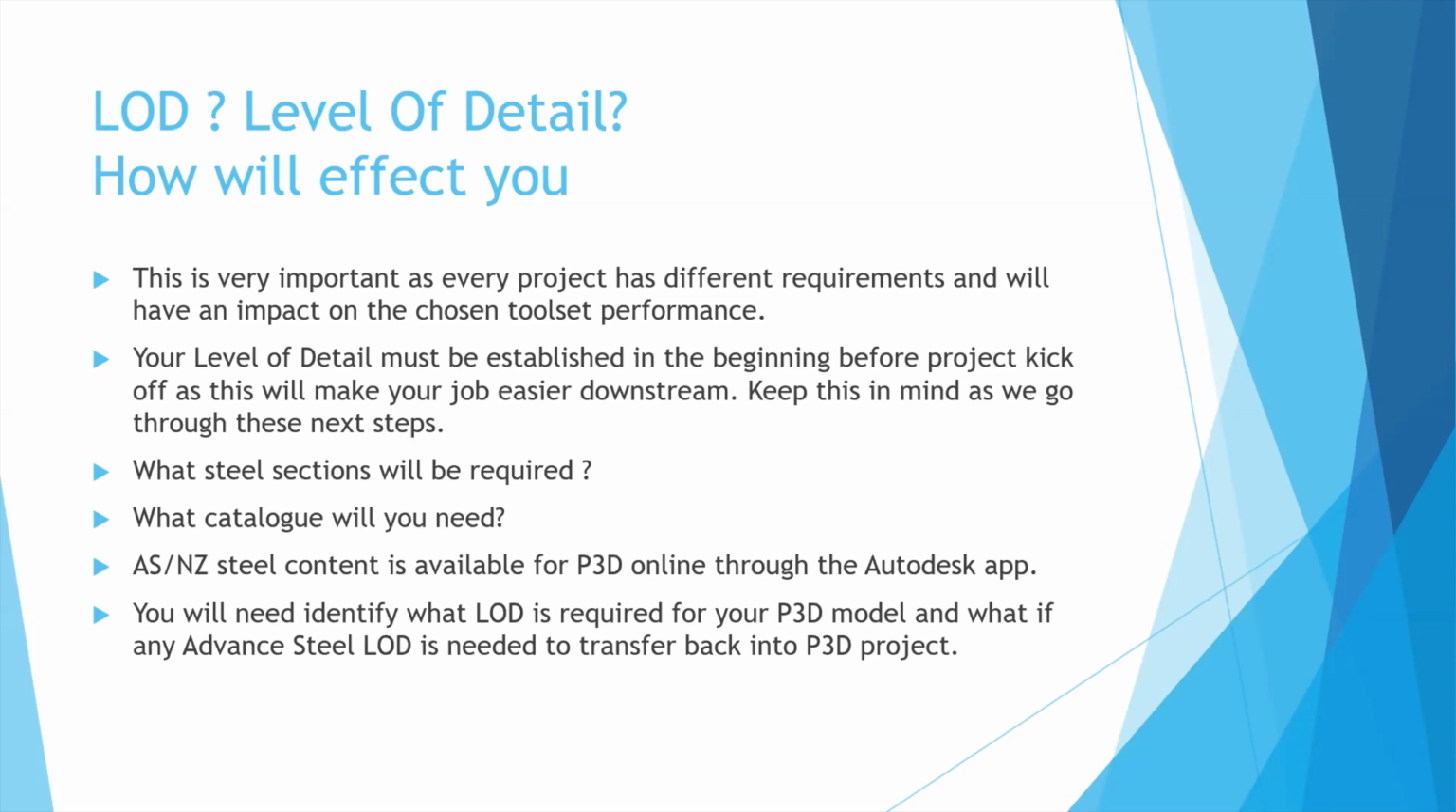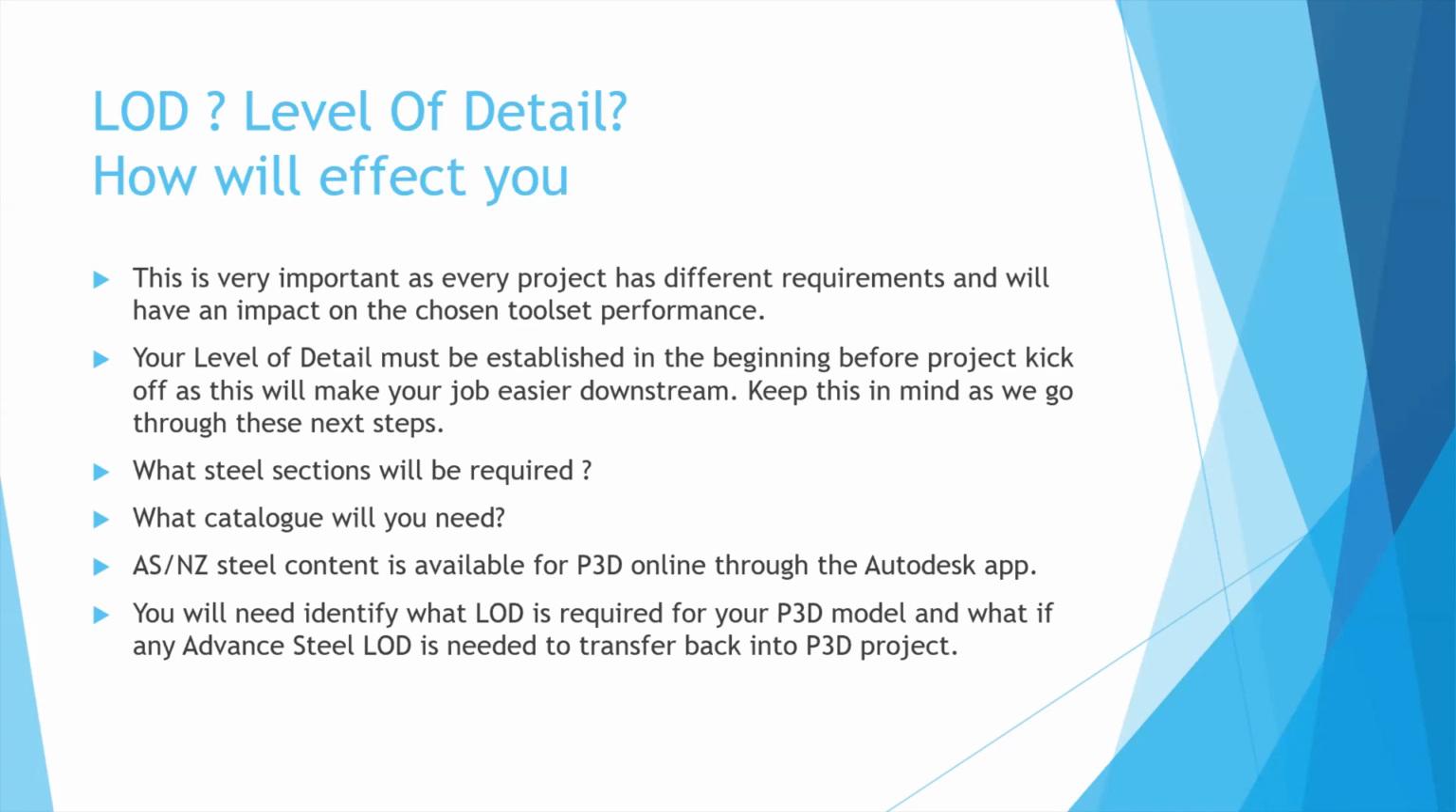You need to identify that first, and what catalog you think you might need if you're coming from Plant 3D. If you're in the Australia and New Zealand region, you can actually download the Australian and New Zealand steel content from the Plant 3D section in the Autodesk app. So you can download that there. If you need a link, just send us a message later. We can help you out with that.